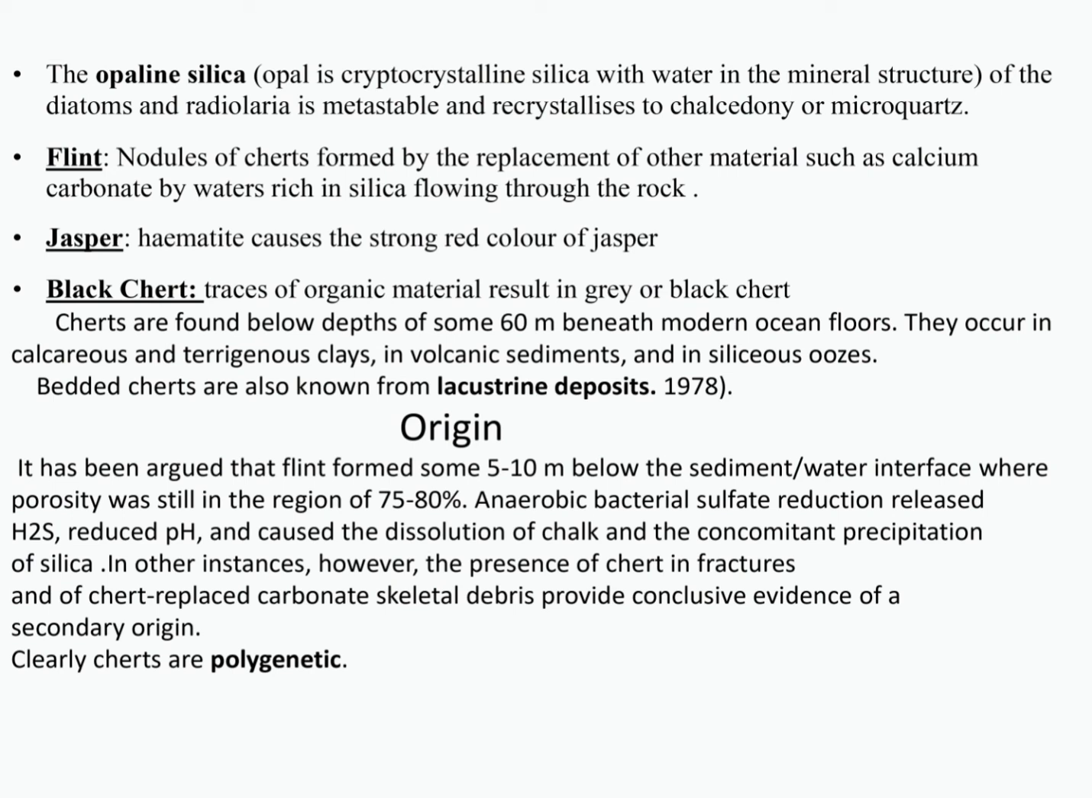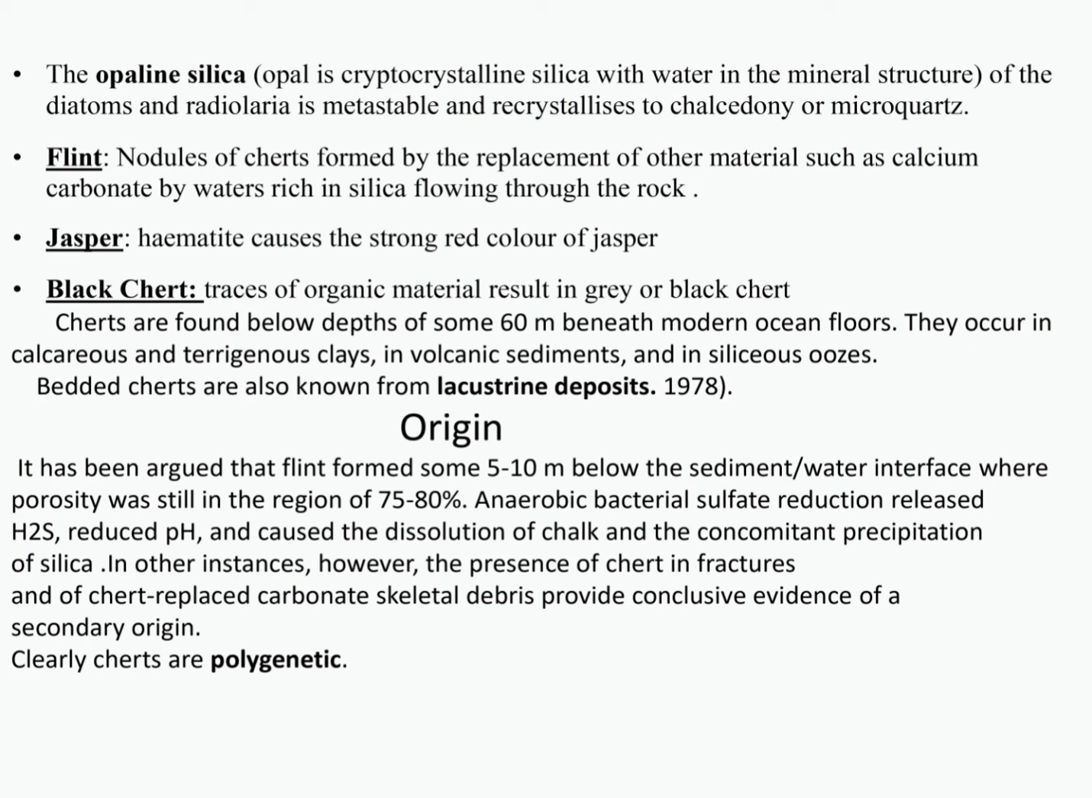Now we will discuss flint. What is flint? Flint is nodules of chert formed by the replacement of other minerals. They are formed by the replacement of minerals such as calcium carbonate by water enriched with silica. So you have calcium carbonate, CaCO3, which comes in contact with water enriched with silica, and the calcium carbonate is replaced by the silica and forms flint.